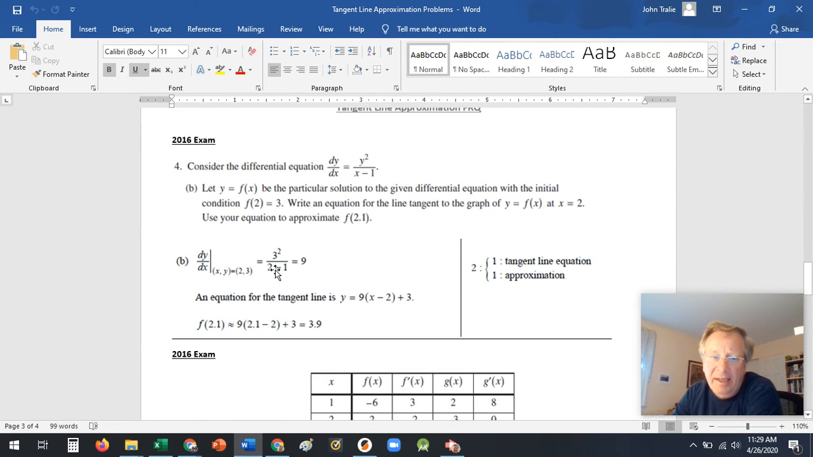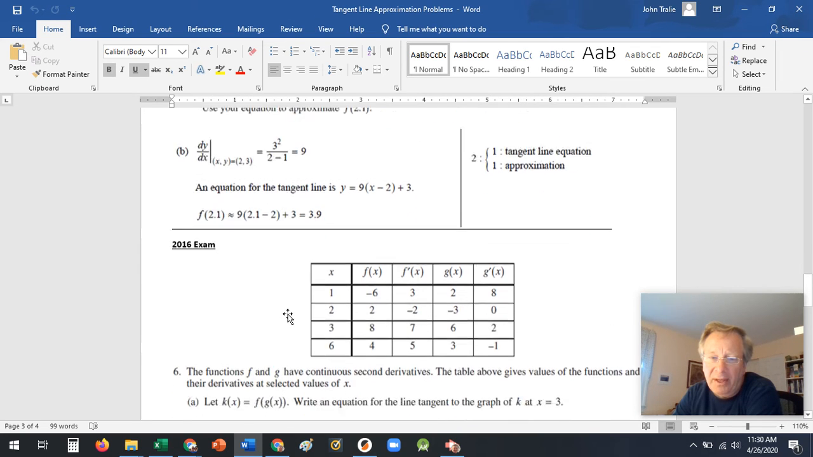Here it goes again. Write an equation for the tangent line, use it to approximate that. They cheaped out here. They only gave you 1 point for the tangent line, 1 point for the approximation instead of 3 points total. So again, find the derivative, write the equation of the tangent line, plug in 2.1 to find the approximation.